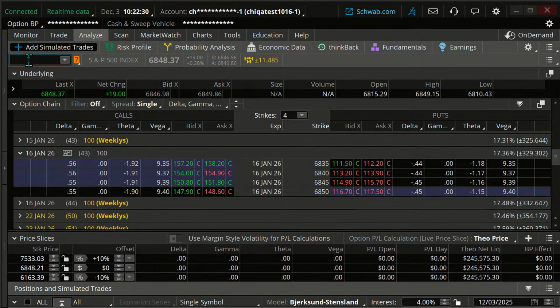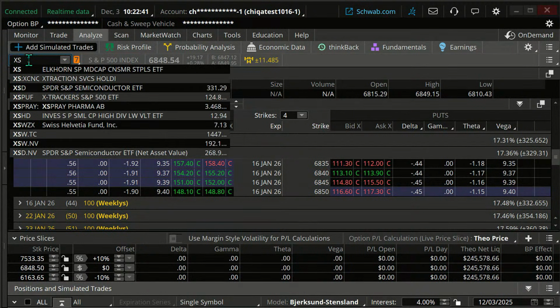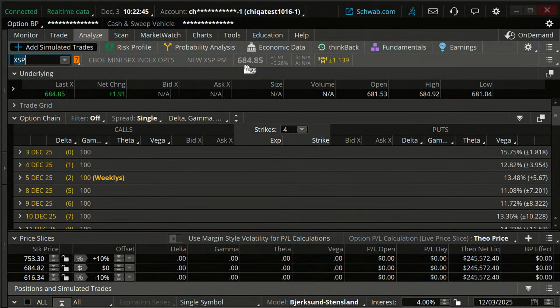I'm not going to get into ETFs. Carolina mentioned that in the chat. I'm not going to get into ETFs today, but I'm going to put in another index option called the XSP. Now notice the price on this. Does it look kind of familiar? Yeah, it's just 1/10 of the price of the SPX. So it's going to have less of an impact on it.